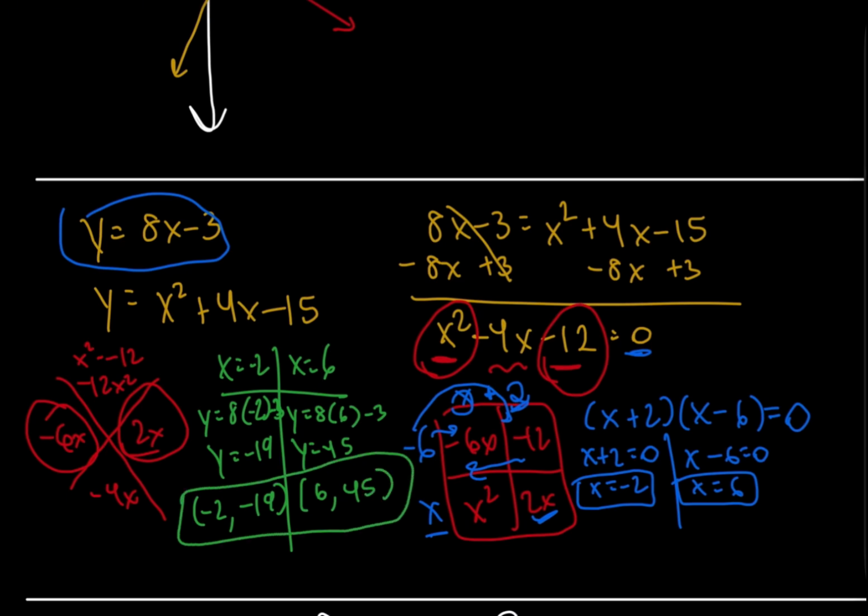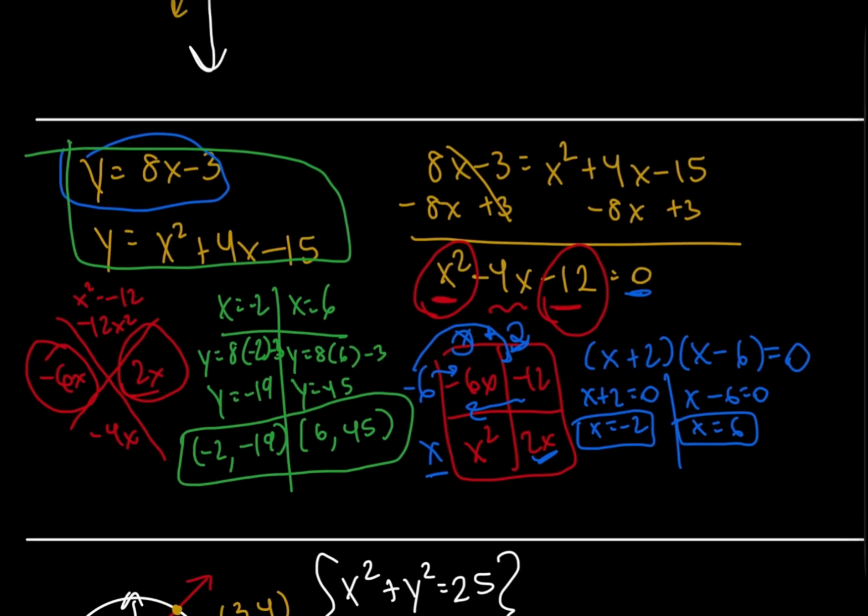And if you want to check your work, you can go in the calculator and graph both of these equations in and look for the intersection. And if you graph it and the intersection points are -2, -19 and 6, 45, then you know these are the solutions. So this example here was a way of doing it algebraically by setting them equal to each other.